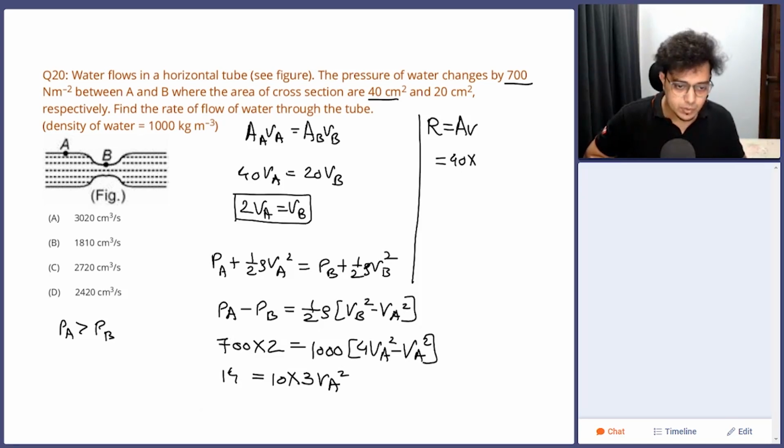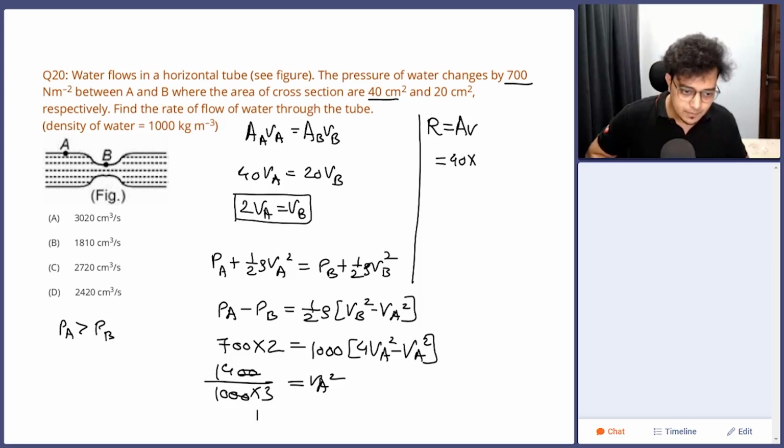We have 0. If I don't cancel anything here, this will be 1400 divided by 1000 into 3. And that will give us VA square on this side. Okay. So 0, 0 cancel. We have 14 divided by 30 equal to VA square.